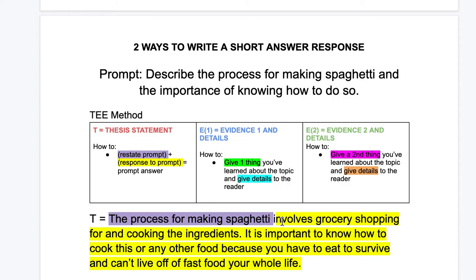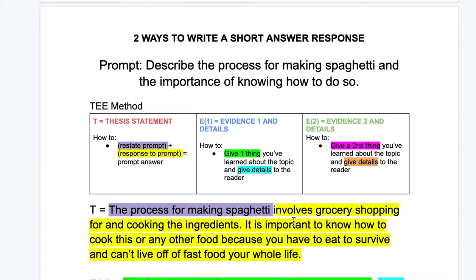And then my response is highlighted in yellow. The process for making spaghetti involves grocery shopping for and cooking the ingredients. It is important to know how to cook this and any other food because you have to eat to survive and can't live off of fast food your whole life. All right? Restated the prompt, responded.